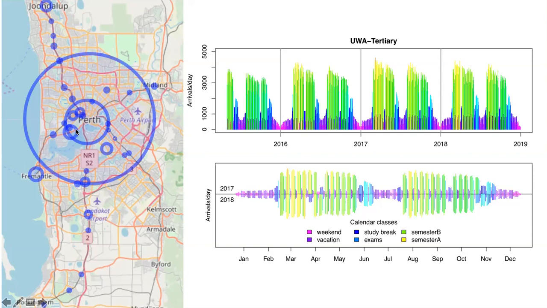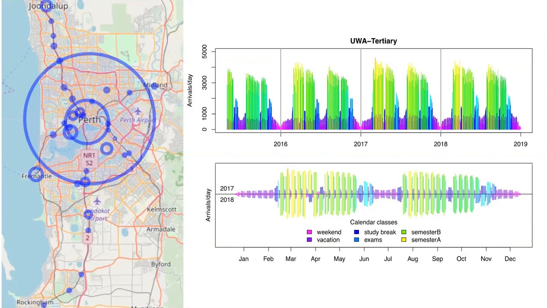Interestingly, the third biggest is the University of Western Australia, because a lot of people use public transport to get there because the parking's so terrible. And then there's a number of other centres which are growing a little bit outside the city, but not nearly as much as the main city.